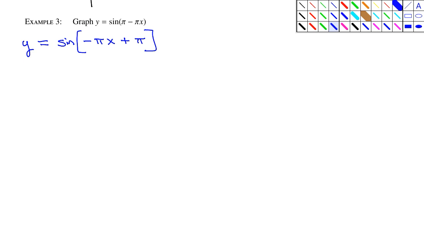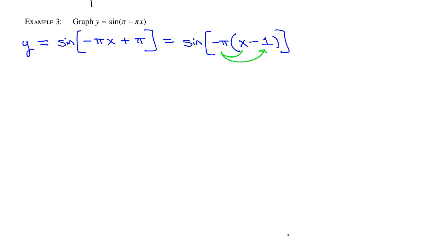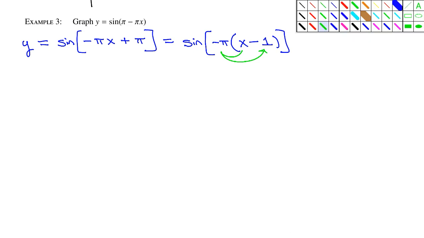Then I see that the x is being multiplied by negative pi. So I want to factor that out. That gives me sine of negative pi times x, and then be careful because there was a negative factored out. This becomes -1. Again, this is one of those things that you can check by distributing the negative pi back into the expression to see if you get the original part.